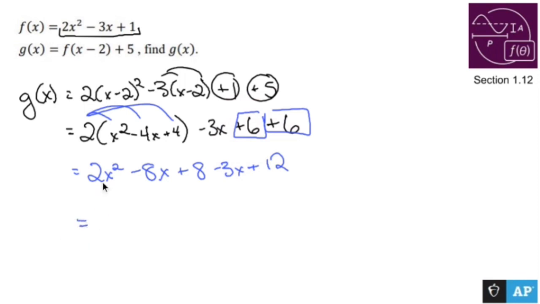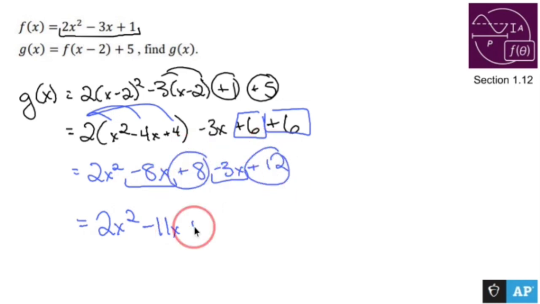And then you are alone, 2x squared. Negative 8x and negative 3x make negative 11x. And 8 plus 12 makes 20. So that's what g of x is.